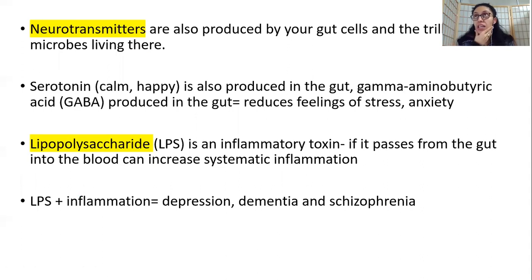But as you have seen in your diabetes lecture, your gut can also synthesize inflammatory substances such as lipopolysaccharide, which is an inflammatory toxin. And if it passes from your gut into the blood, this can increase systemic inflammation. And so when you have lipopolysaccharide plus systemic inflammation, this increases depression and mental health disorders. Okay, so it is both things.